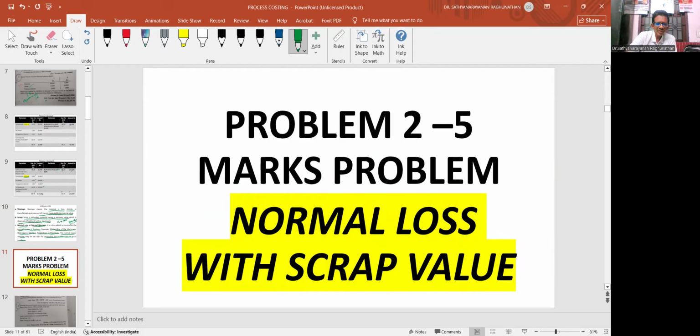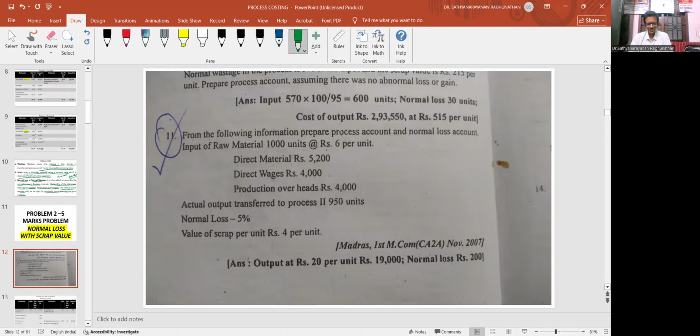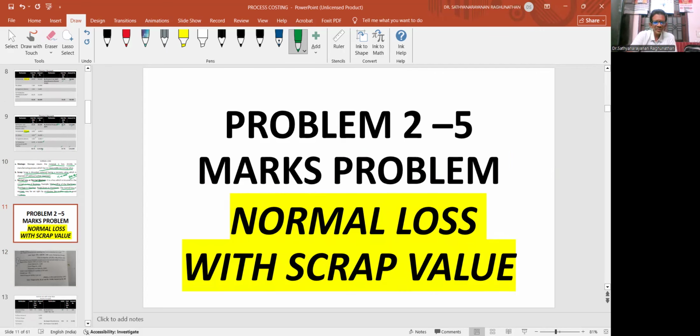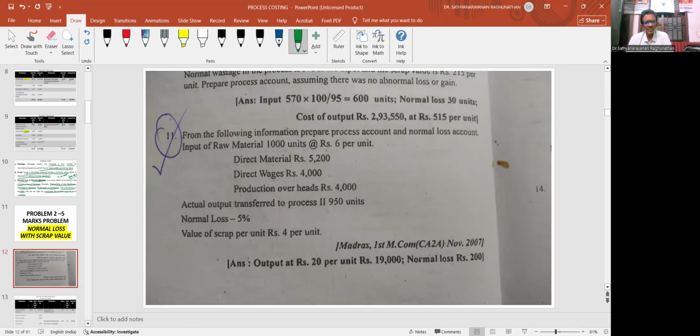So we will see one 5 marks problem under normal loss with scrap value. Now, from the following information, prepare process account and normal loss account. Input of raw materials 1000 units at rupees 6 per unit. Direct material 5200. Direct wages 4000. Production overhead 4000. Actual output transferred to process two 950 units. Normal loss 5%. Value of scrap per unit rupees 4 per unit.